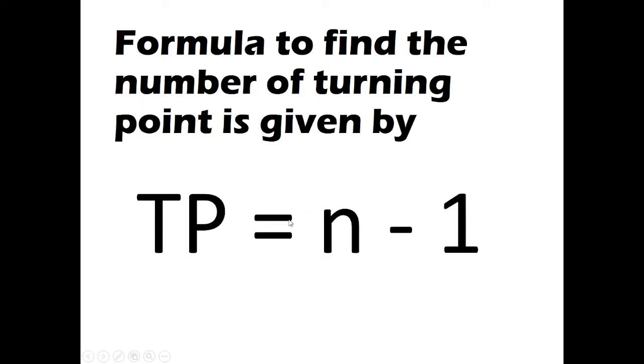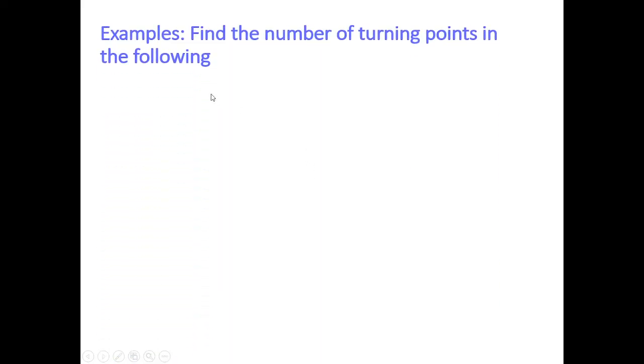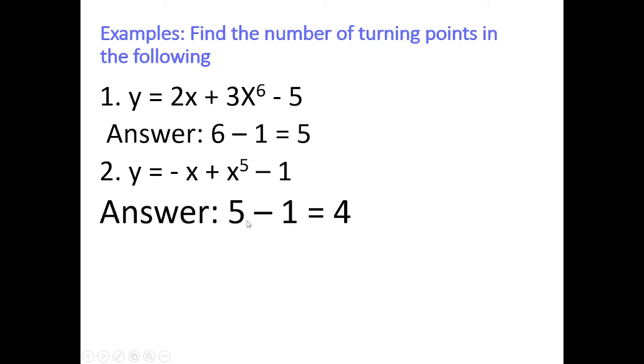So, the formula to find the number of turning points is n minus 1. Examples: find the number of turning points in the following. Number 1, the degree is 6, so that's 6 minus 1 equals 5. Number 2, it's 5, so 5 minus 1 equals 4.